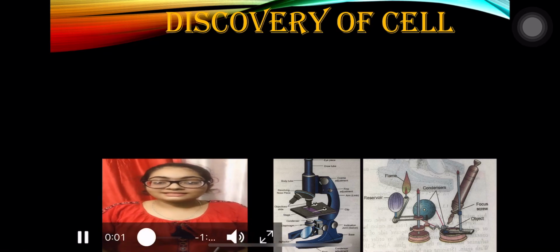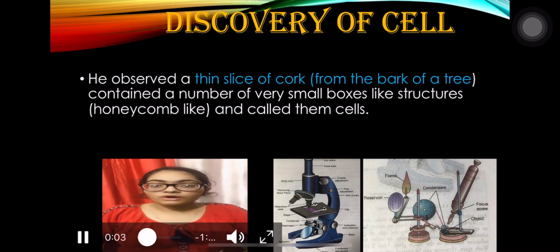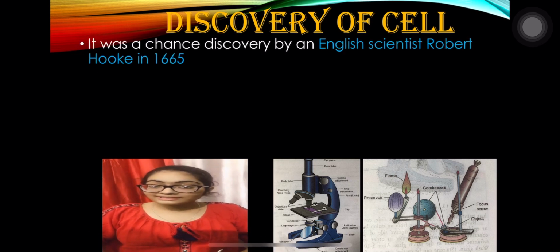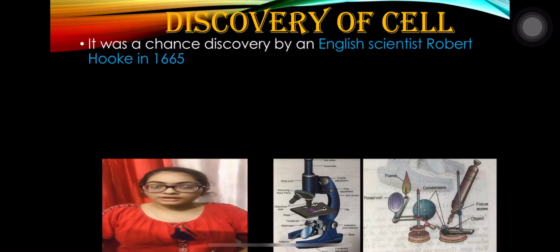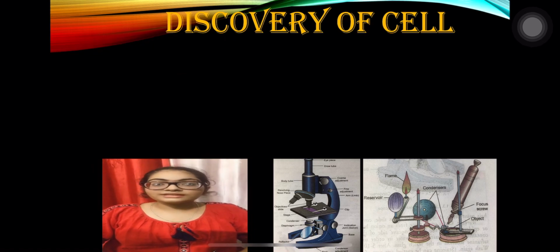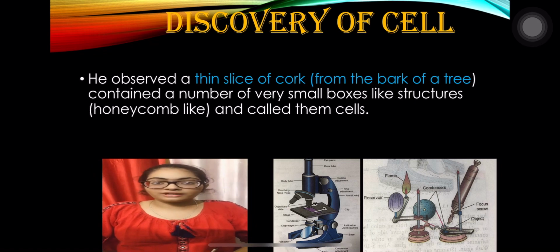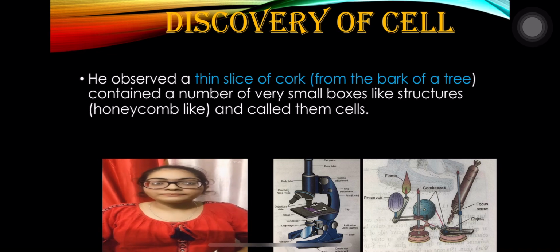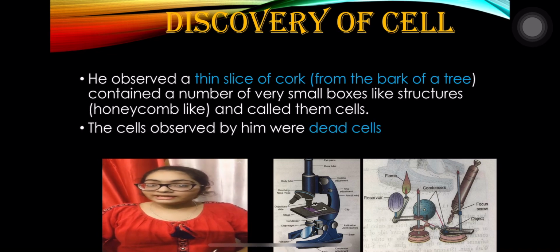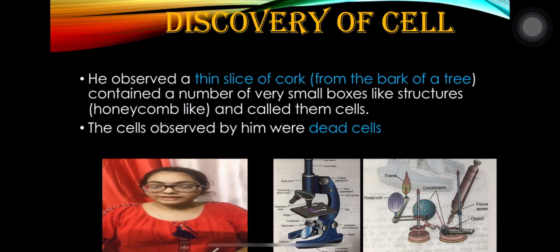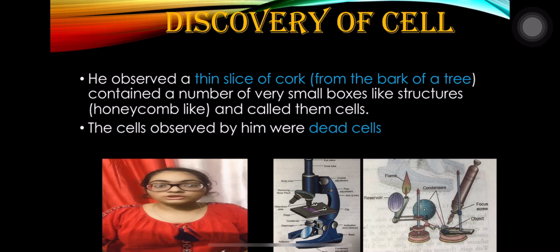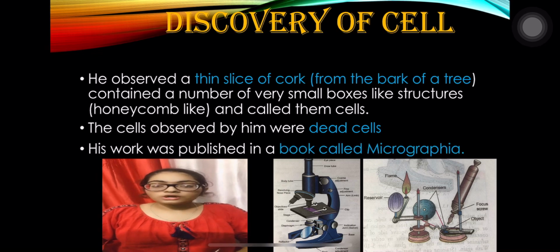In 1665, an English scientist named Robert Hooke discovered cells. He observed that a thin slice of cork, that is from the bark of a tree, contained a number of very small box-like structures. You can say that they were honeycomb-like structures. And he called them cells. He gave the name cellula in Latin. I've already told you that they mean little rooms.